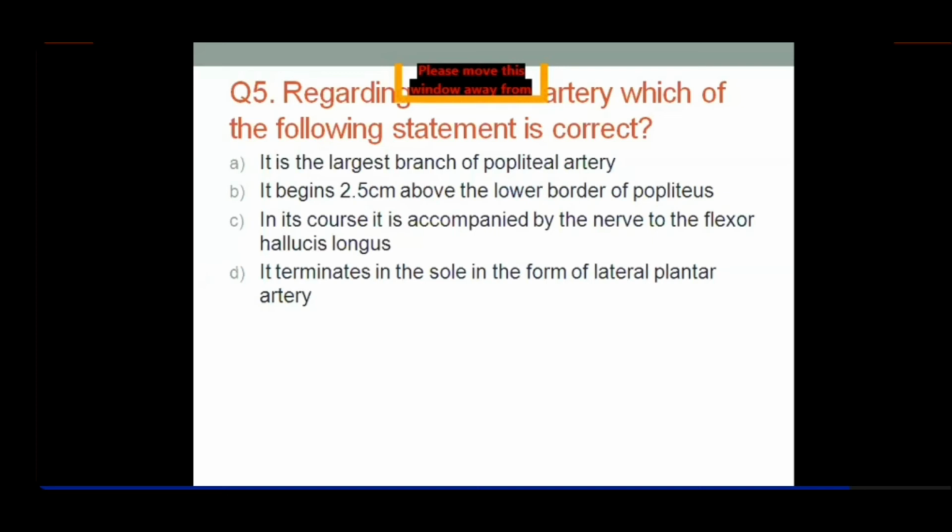Sir, it terminates in the sole in the form of lateral plantar artery. Yes, sir. D. Who else is answering? Sir, Osama. D. Anybody with a different answer?